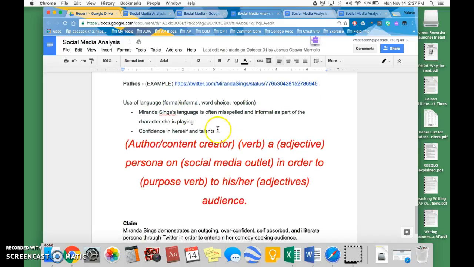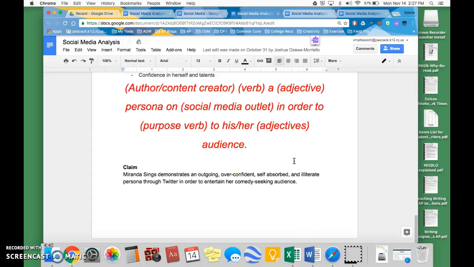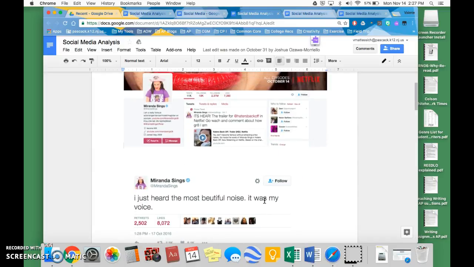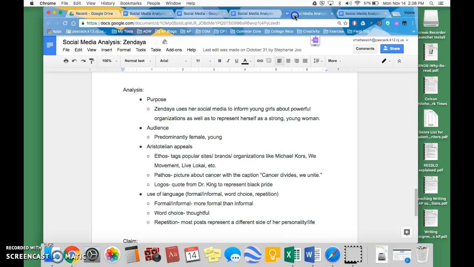They talk about the use of language that I mentioned. They looked at this sample way to word a claim and then came up with this claim. Miranda Sings demonstrates an outgoing, overconfident, self-absorbed, and illiterate persona through Twitter in order to entertain her comedy-seeking audience. I thought that did a nice job of giving what they were working with. It incorporated language, images, even video, which I just showed not to highlight here, and did a pretty good job.